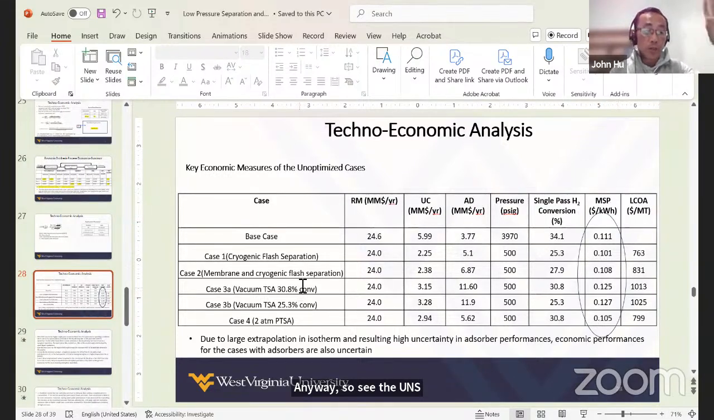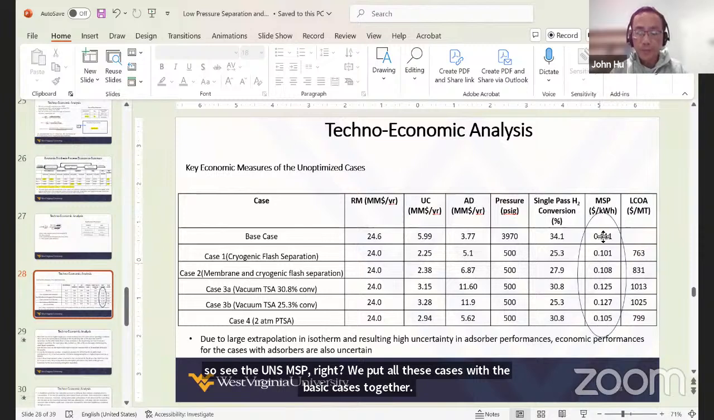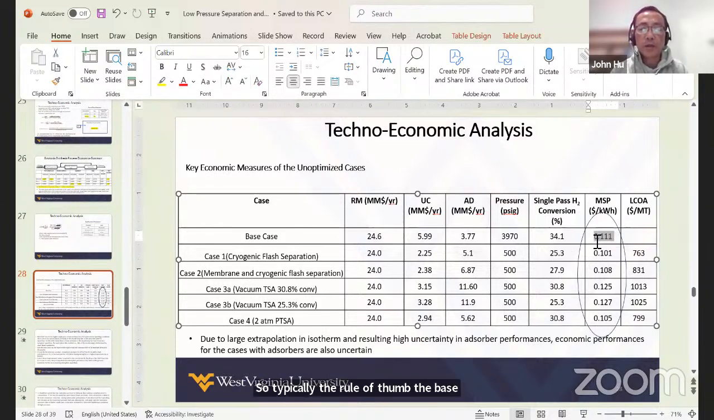We put all these cases together with the base case, and then look at the MSP. Typically the rule of thumb for the ammonia synthesis base case is about 11 to 13 cents per unit of ammonia. Okay, let me interpret this. See my yellow highlight? MSP, dollar per kilowatt hour.